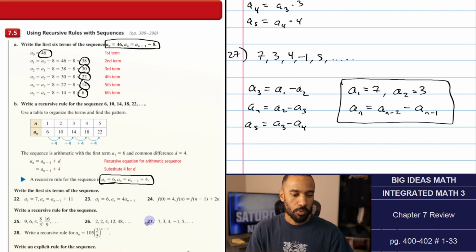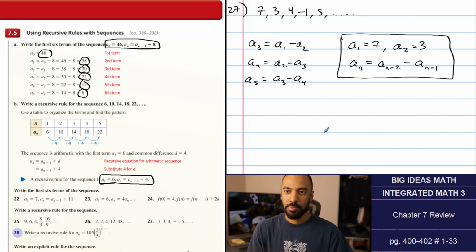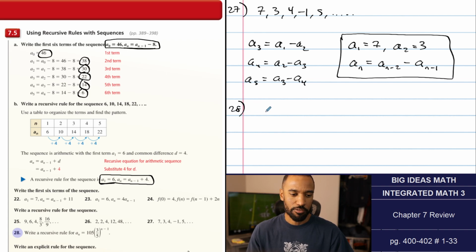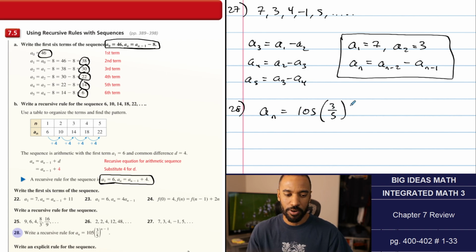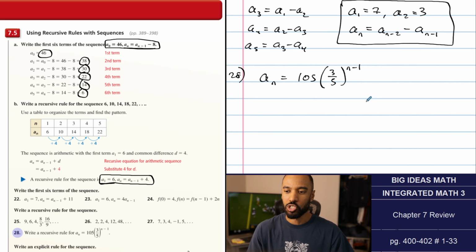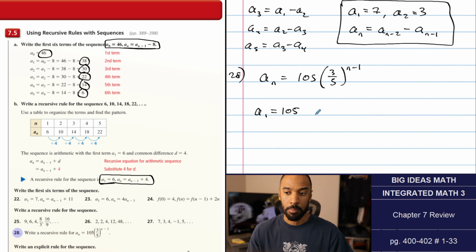Number 28 says write a recursive rule for a sub n equals. So this time they have an explicit rule given. It's just a translation from one to the next. This is an explicit rule for a geometric sequence where the first term straight up is 105 and the common ratio straight up is 3/5.